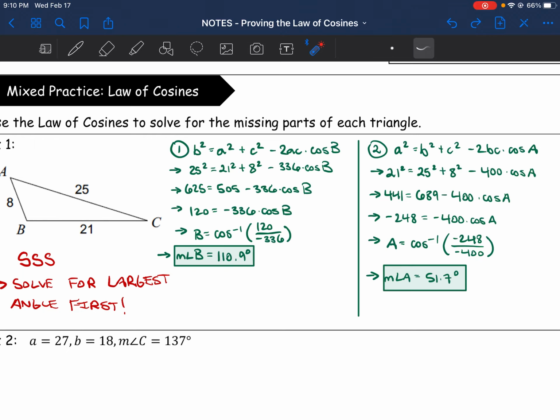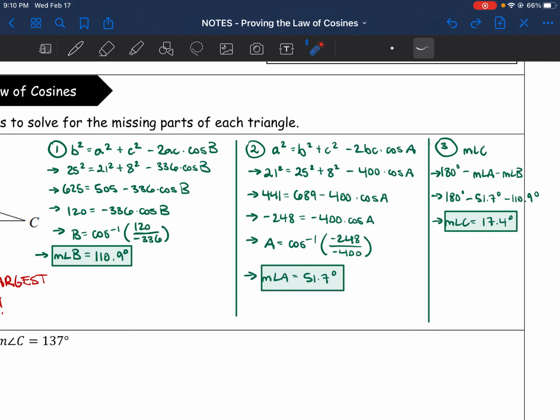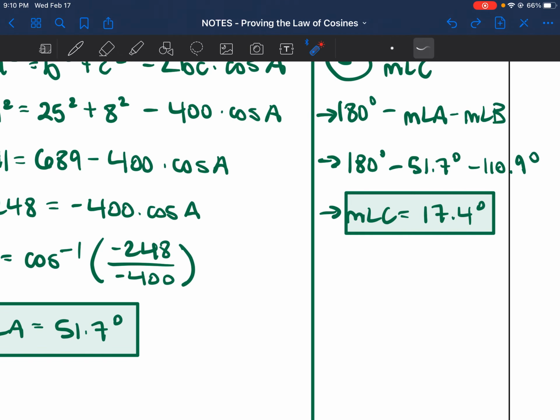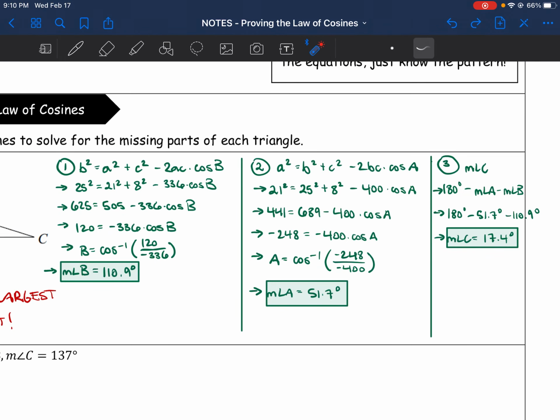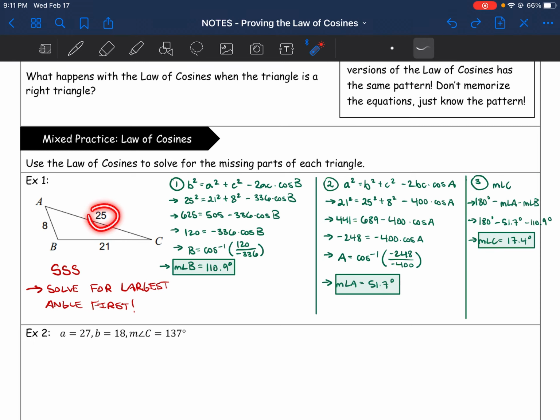We have all three sides. We now know two different angles. And since the angles of a triangle add up to 180 degrees, the third angle, angle C, is just going to be 180 degrees minus these two angles. So that's what we do last here. The measure of angle C is 180 degrees minus those two angles that we know, and we get that the measure of angle C is 17.4 degrees. Now we have used the law of cosines to fully solve the triangle. We had all three sides, and now we have all three angles.